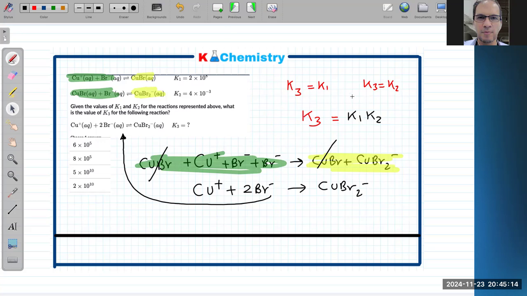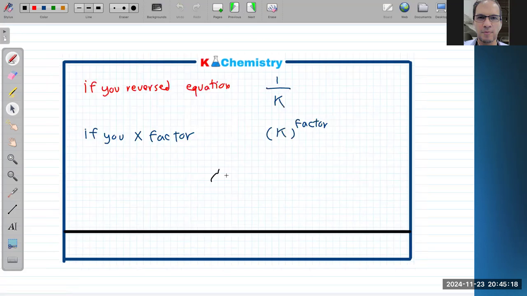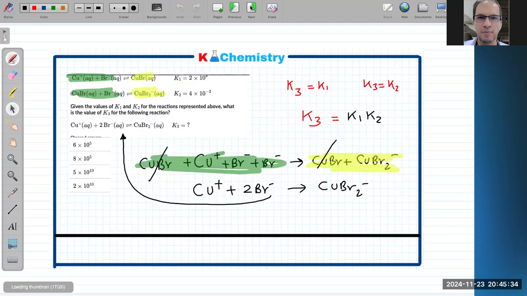So just add them together, which means that I will multiply. So don't forget to multiply. If you are adding the equations, what you will do, Yazid, for the k's, is multiply the k values for them. Adding the equations, multiply their constant values. So this means that I need just to multiply the two numbers, 2 multiplied by 10 to the power of 8, multiplied by 4, multiplied by 10 to the power of -3.